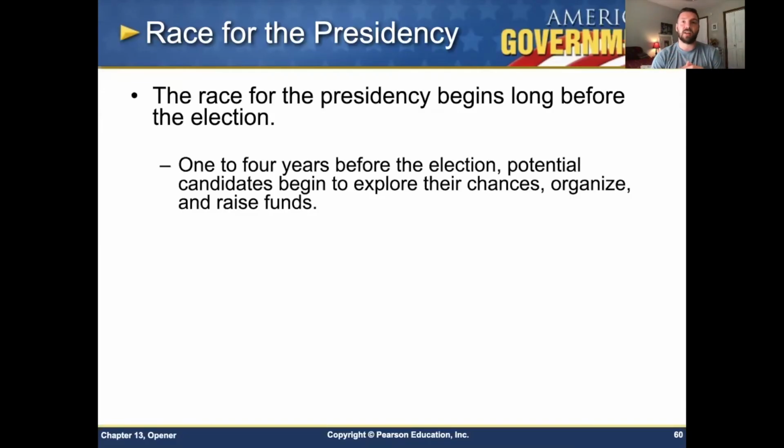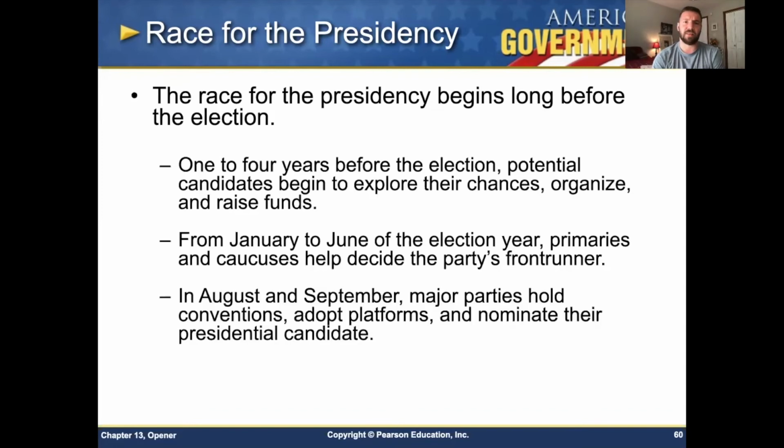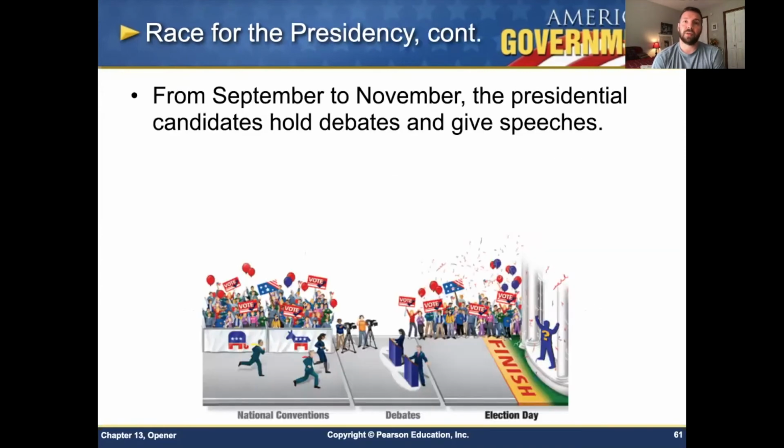Get an organization there to have people knock on doors, or text or call potential voters, getting voter registration drives, whatever it happens to be. From January to June of the election year, primaries and caucuses help decide the party's front runner, which we've already kind of explained. We would be kind of toward the end of the primary season. I guess we still technically are, but we already know right now it's Trump for the Republicans, it's Joe Biden for the Democrats. In August and September, the parties hold their conventions and adopt their platforms and officially nominate their candidates. From September to November, the presidential candidates will hold debates and give speeches.